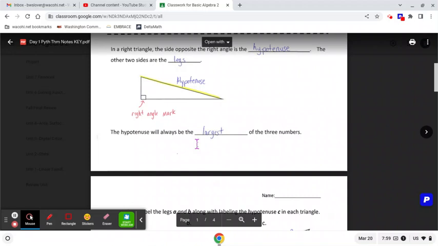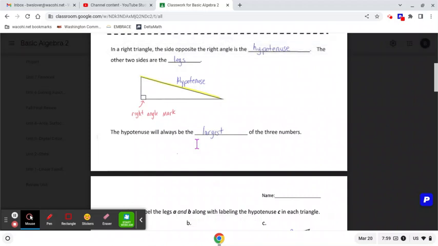The hypotenuse will always be the largest of the 3 numbers, 100% of the time. It doesn't matter what numbers I give you. It will always be the largest length. I don't even have to give you numbers. I could just draw this right triangle, and right away, if I know this is a right triangle, I know without any numbers at all that this highlighted piece is the longest length. I know that right away.